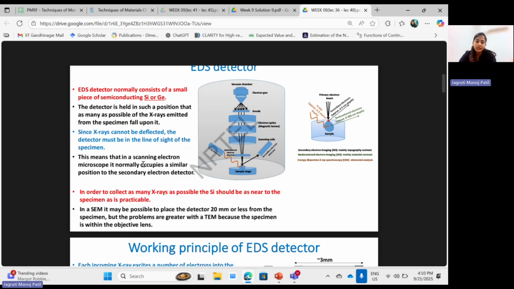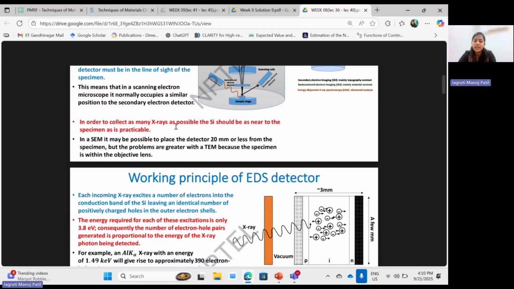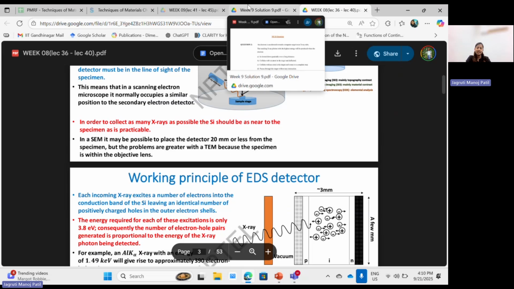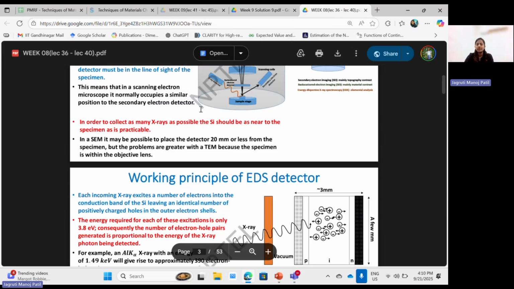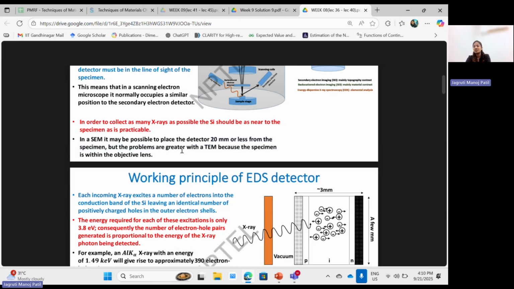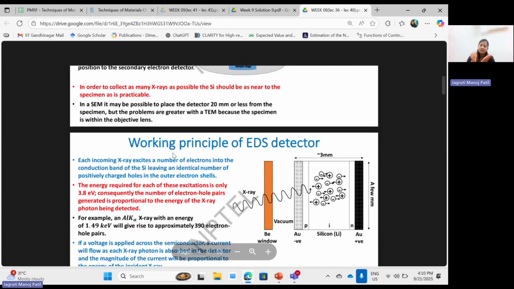So there, only the adjusted or specified position of these detectors is being placed, the EDS detectors, right? Now, in order to collect as many X-rays as possible, it should be as near to the specimen as practical. In SEM, it may be possible to place a detector at 20 mm or less, because the working distance is also very small and it is within the objective lens. So it's like directly placed on top of it.